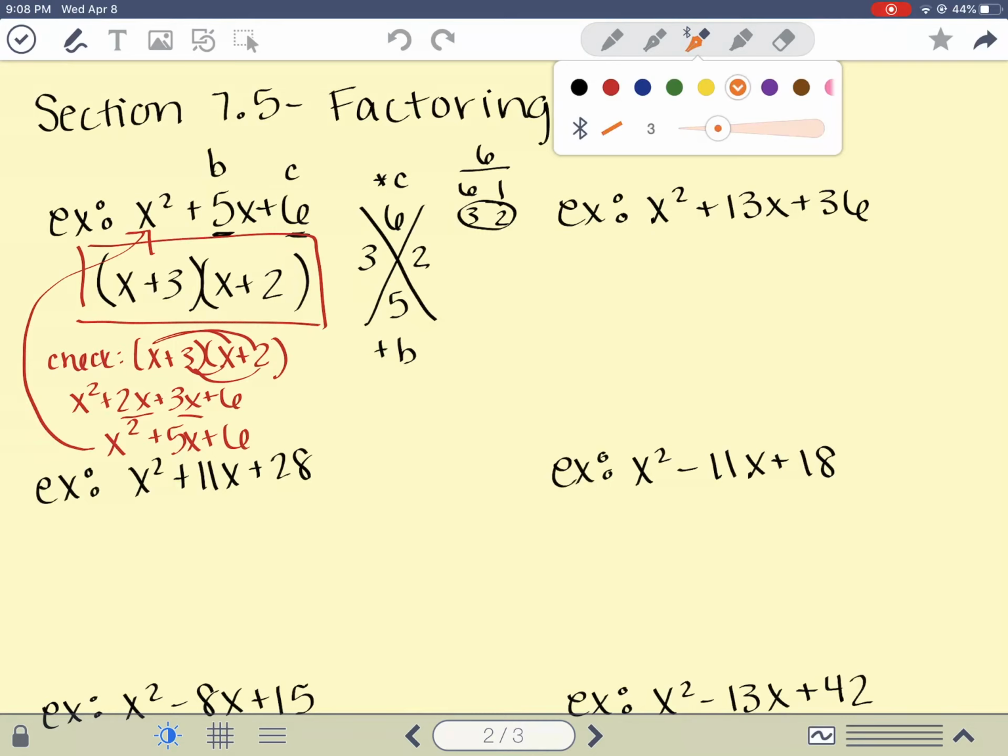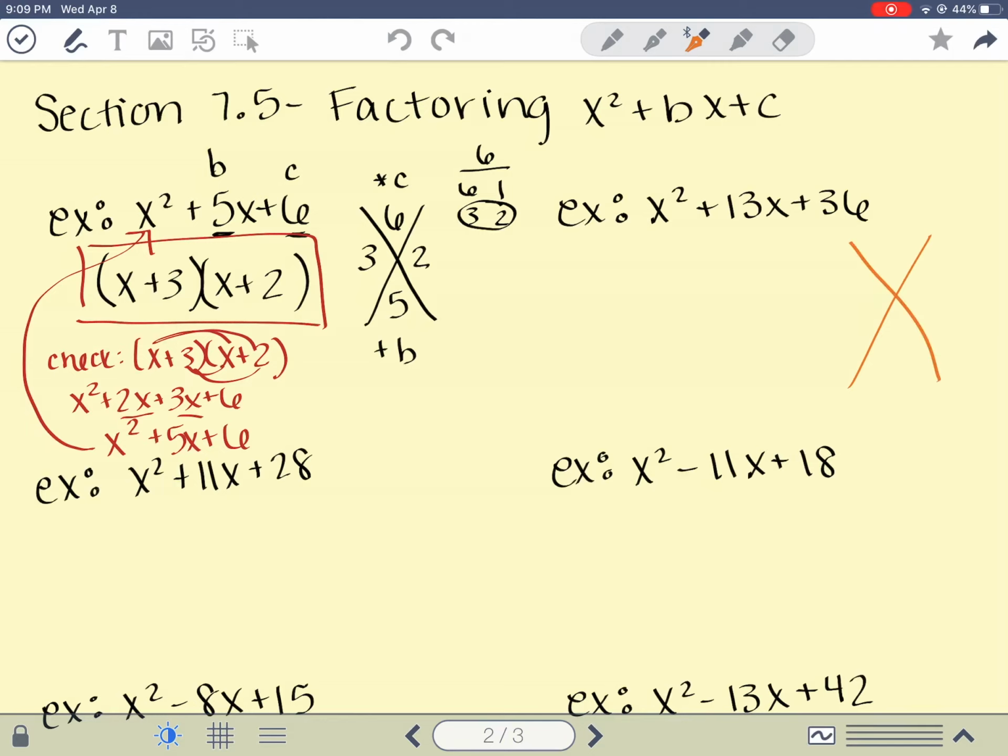All right. So let's try another one. Okay, we're going to be doing a lot of practicing with this today, just to get the hang of it. All right, so we want to draw our x. We are multiplying to our C value of 36, and we are adding to our B value of 13. Okay, you always multiply to that constant and add to the one with the x value. All right, so we're multiplying to 36 and adding to 15. Again, these are both positive.